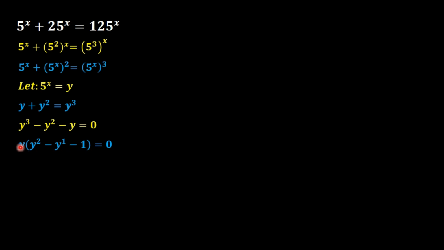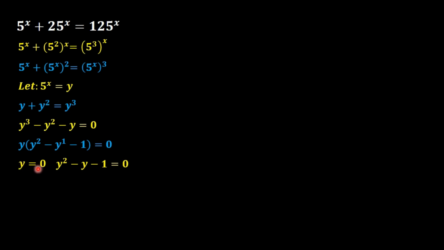Now we should separate both of these expressions and set each equal to 0. As a result, we should get y equal to 0 and y squared minus y minus 1 equal to 0. Now first we should solve y equal to 0, then we should solve the other expression for the value of y.